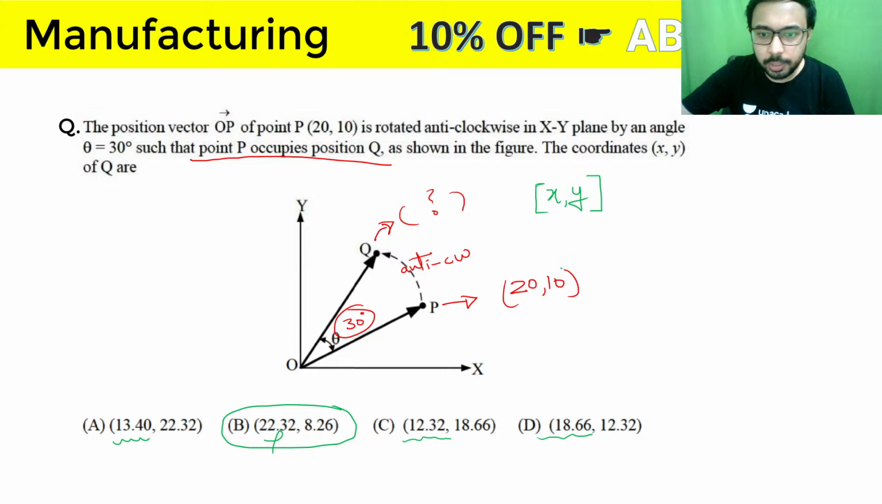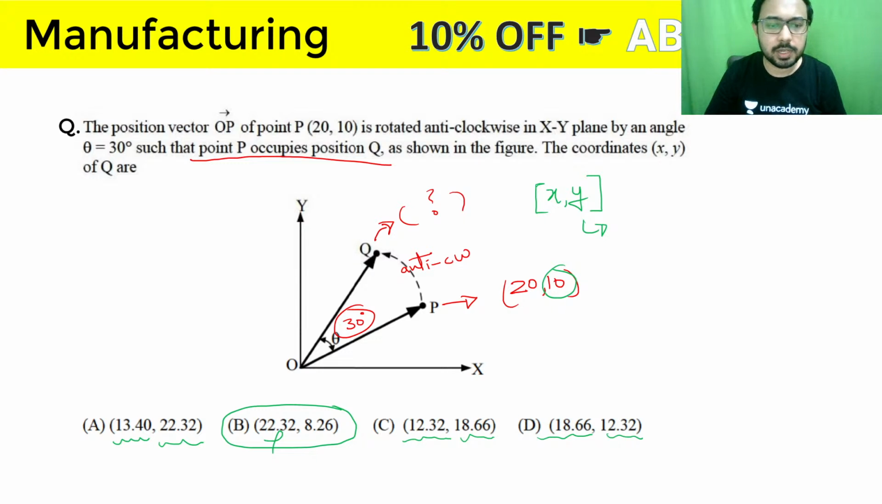And what will be the value of Y for Q? Y for Q will be greater than this 10, because Q is above, or Q has a larger Y coordinate than P, as you can see in the figure. So is 22.32 more than P's Y coordinate? Yes. So this may be the correct answer.